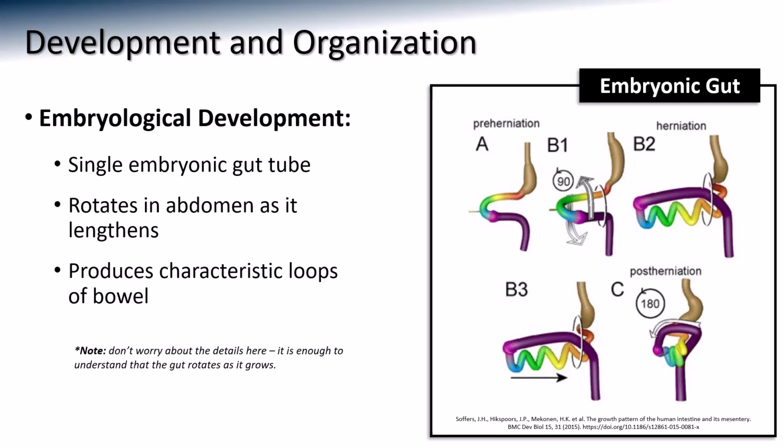All of these organs that make up the canal part of the alimentary canal develop from a single embryonic gut tube, right? Just one simple tube. If you look at letter A here, here it is. Very nice. This tube then is going to rotate and fold in on itself in the abdomen as it grows, and it's going to produce these very characteristic loops of bowel that we see at birth and then beyond. Now, I don't want you to worry about what is folding and going where, okay? So heed my little note down here. I want you to understand just that this starts off as a simple straight tube and then rotates to become more complicated.